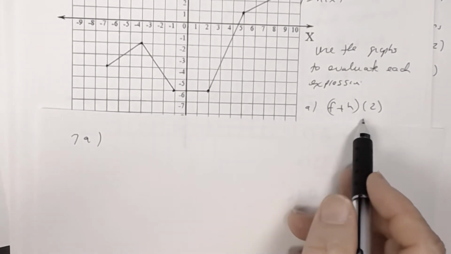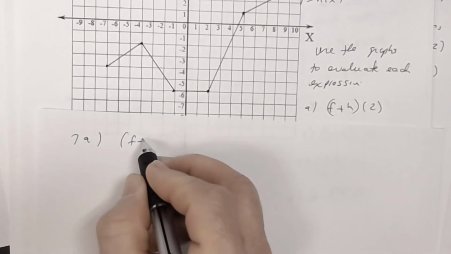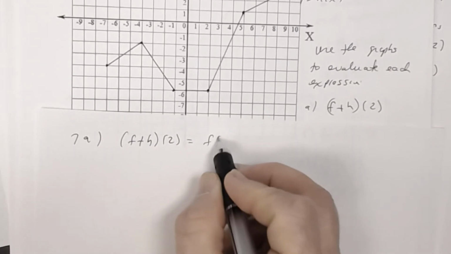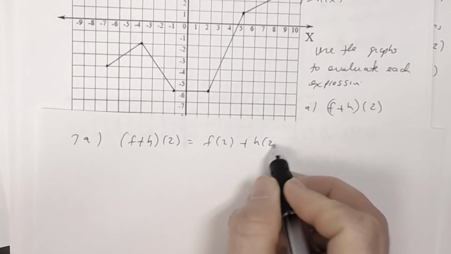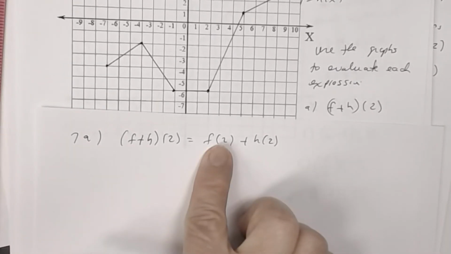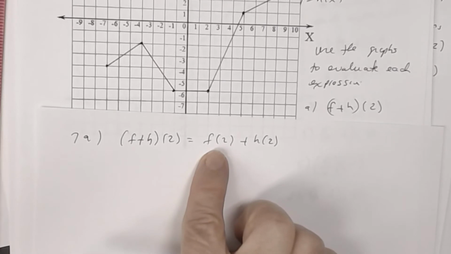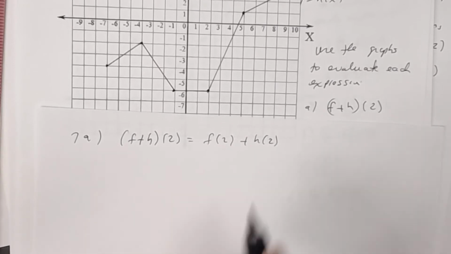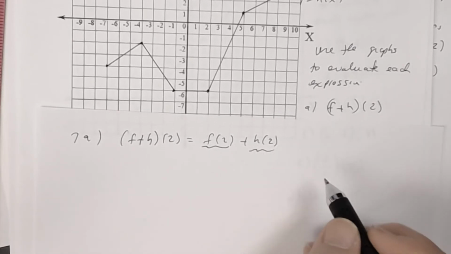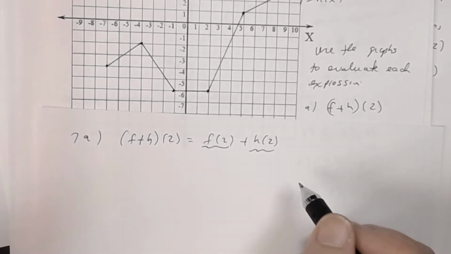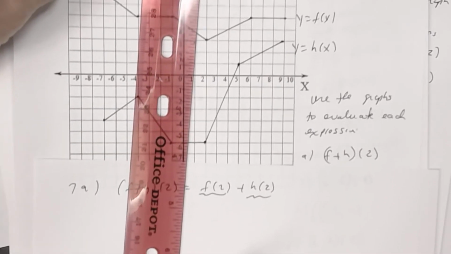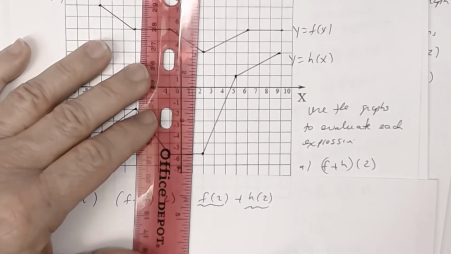You have f plus h at 2. All right, so by definition, that means f of 2 plus h of 2, right? And so I've got to find these y values. So remember, f of 2 means what's the y value when x is 2. That's what that means. So you've got to put the y value here. What's the y value when x is 2? Okay? So here's where x is 2 right here. All right, so x is 2 here.